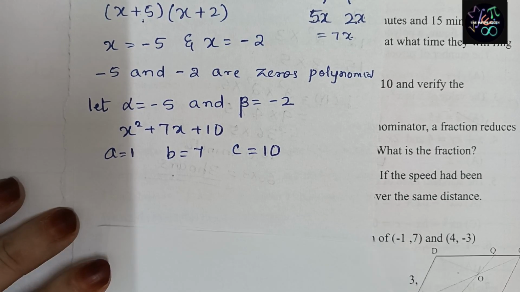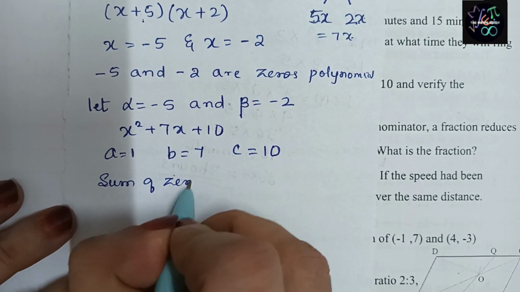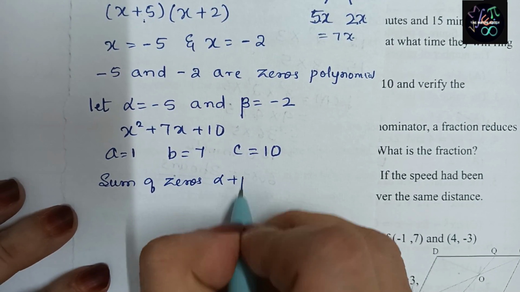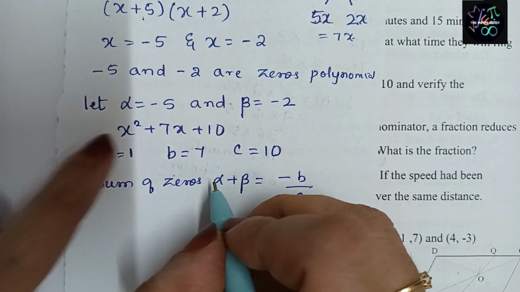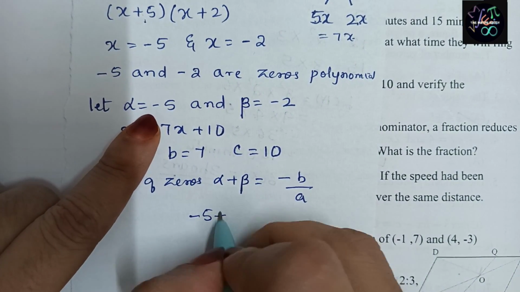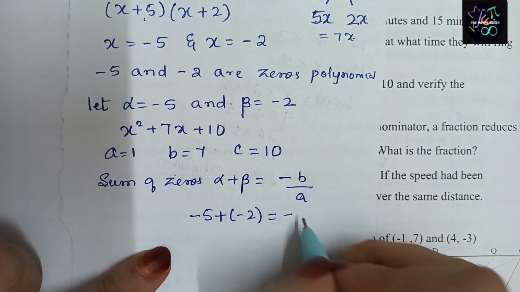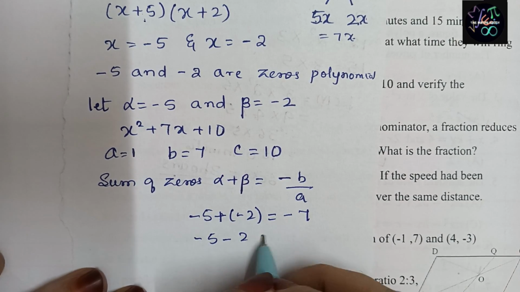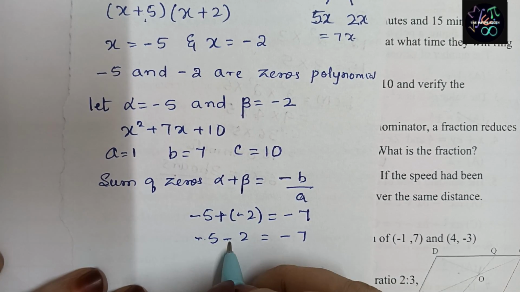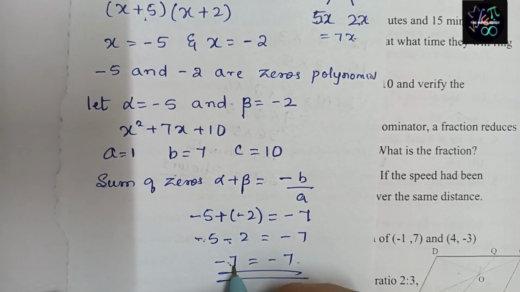Sum of zeros, that is alpha plus beta, is equal to minus B by A. Okay, alpha value minus 5 plus beta value minus 2. This minus as it is, B value 7. Okay, minus 5 plus minus 2 is equal to minus 7. Here both minus means we should do plus. Minus 5 minus 2 is minus 7. So LHS is equal to RHS. So the sum of zeros is verified.